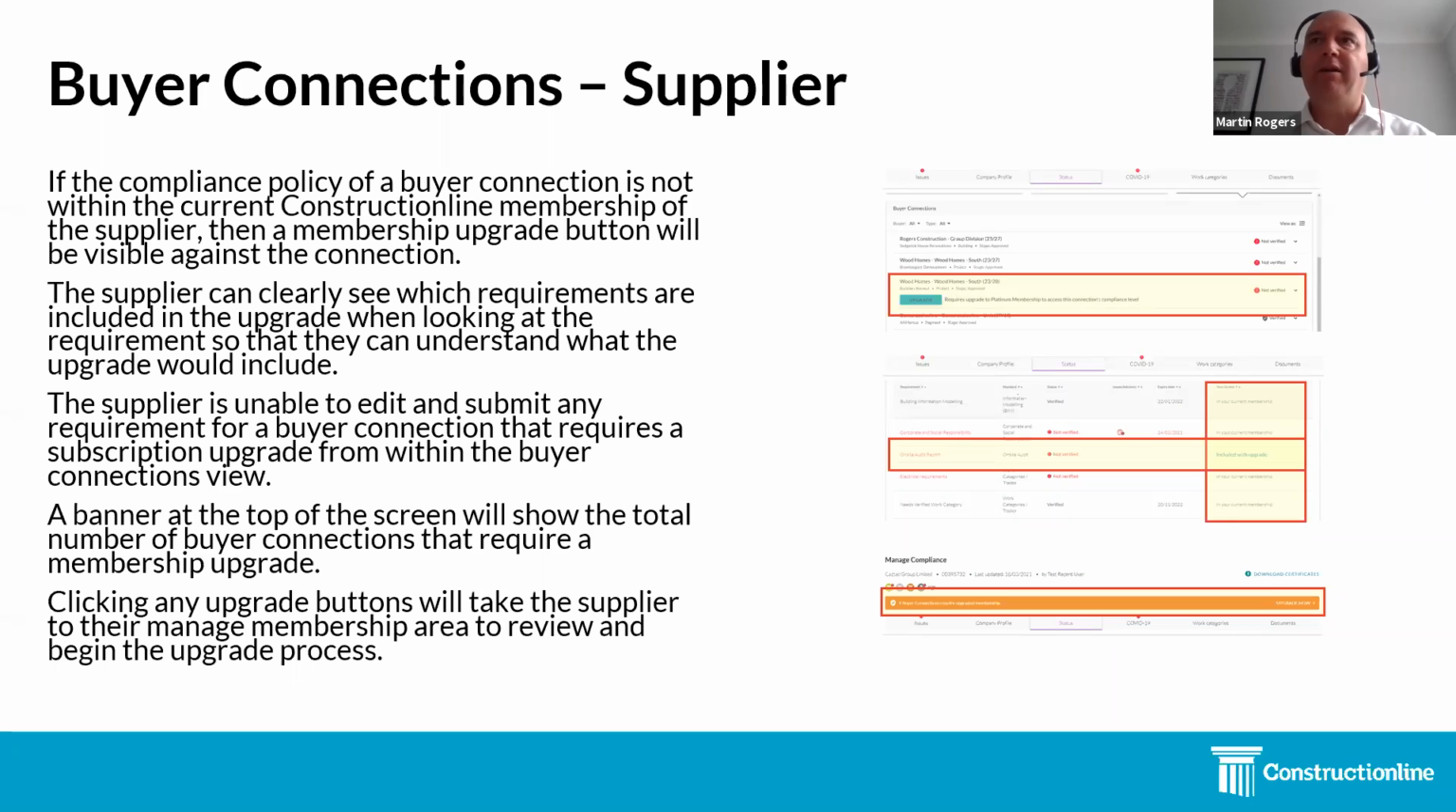If they expand that panel, so they can see on the right hand side, again, we can expand the panel, we can see the requirements that make up the compliance policy for that segment, and they'll be able to see which requirements are already included in their membership and which requirements are not included, and therefore that's what they need to upgrade for. So again, we're giving them the ability to see the additional information that they'll need to provide for that membership that they're being asked to upgrade to.